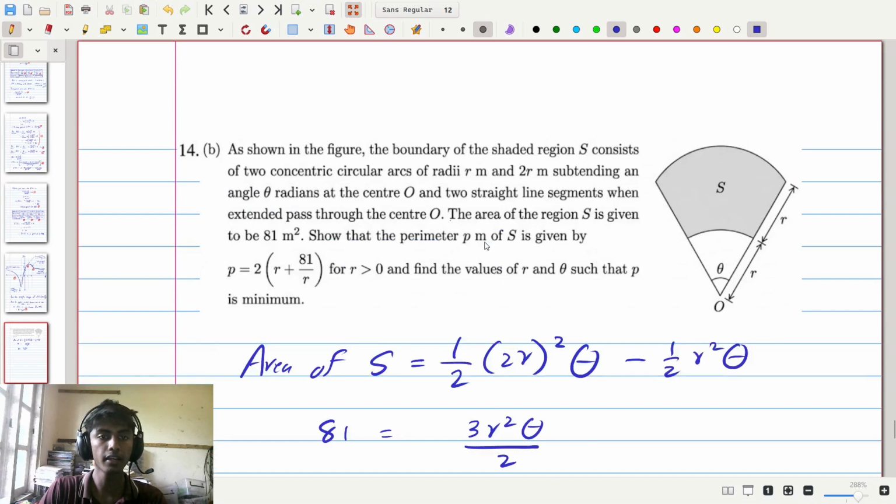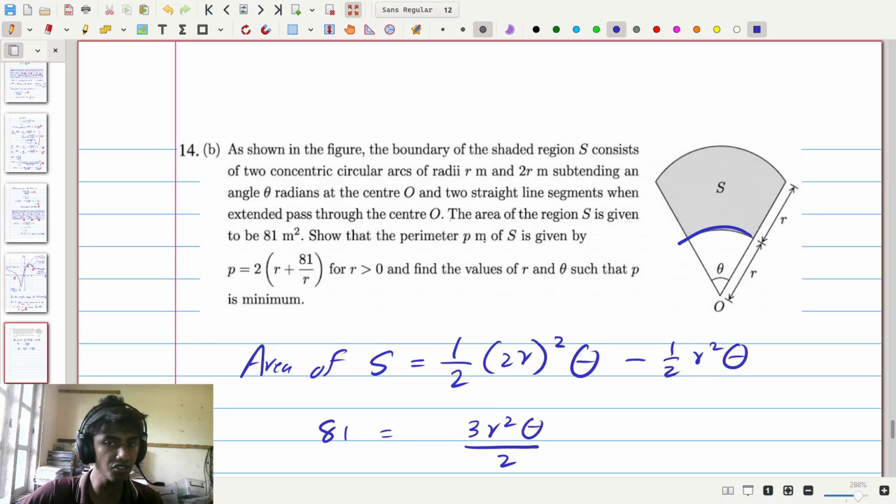Now with that, let's try and figure out the equation for the perimeter P. Looking at the shaded region S, we can see the perimeter of this shaded region is equal to this length plus this arc length plus this length plus this other arc length. Now these two lengths are both equal to r. This length is equal to r and this length is also equal to r. So we have 2 r's, and in addition to that we also have this arc length and this arc length.